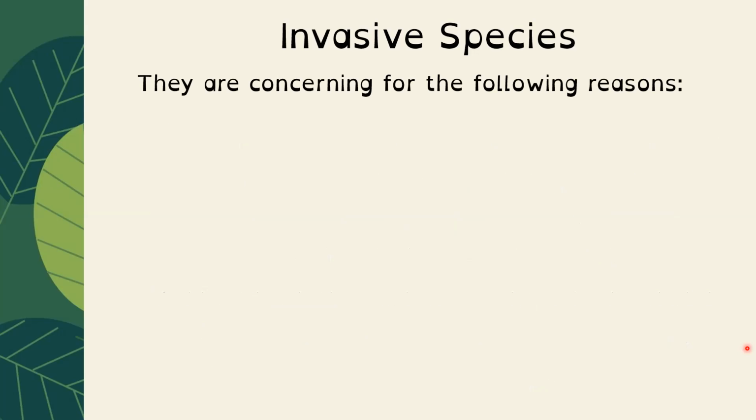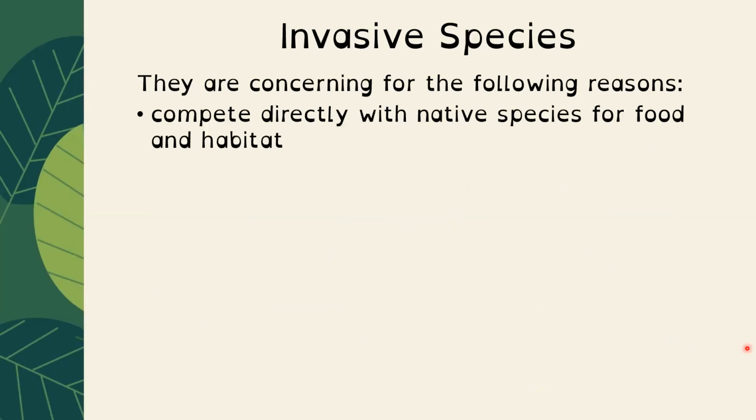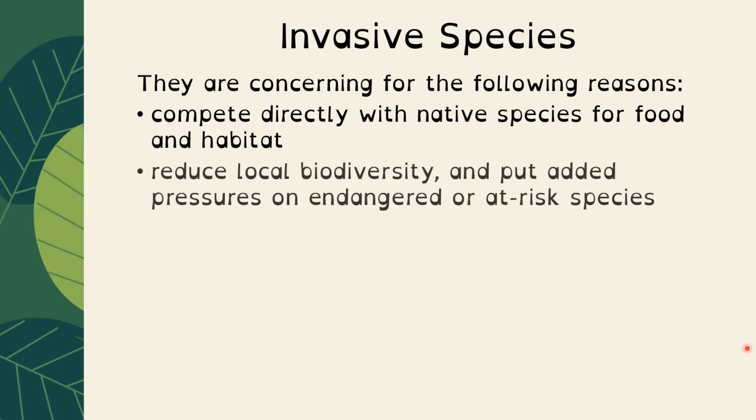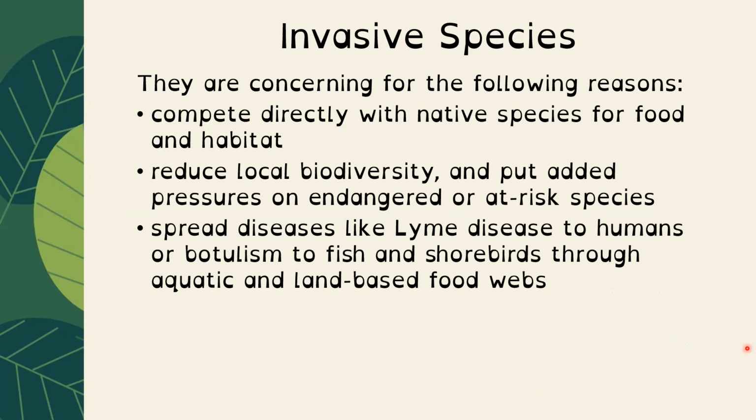So they're concerning for the following reasons. They compete directly with native species for food and habitat. They reduce local biodiversity and put added pressures on endangered or at-risk species. They spread diseases like Lyme disease to humans and botulism to fish and shore birds through aquatic and land-based food webs.